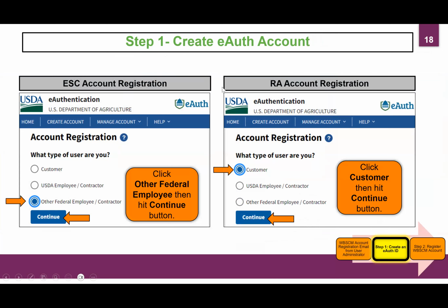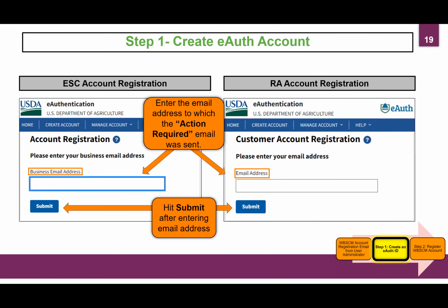Okay, and then for you all, you're an RA. So you're going to come here to the second part where it says RA account registration. And you're going to click on customer and then click on continue. Again, make sure you're under RA account registration, and you're going to enter your email address. And you're going to enter the email address to which your initial action required email was sent.